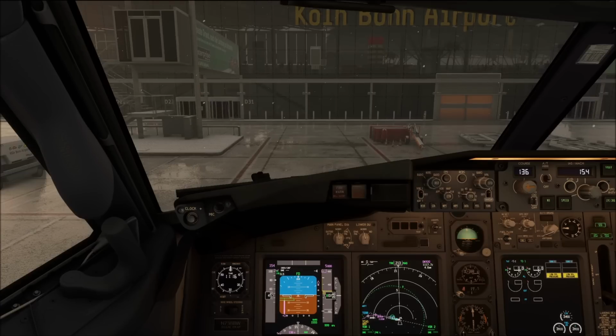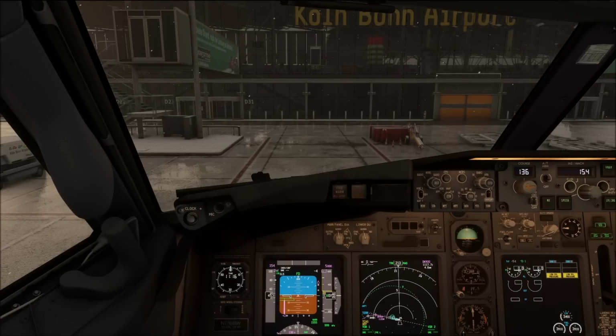Now, as you can imagine, this is quite a problem when you are operating in winter conditions, as it means that you will be flying lower than your altimeter indicates. Do note that only the barometric altimeter is affected, the radio altimeter is not affected by this.